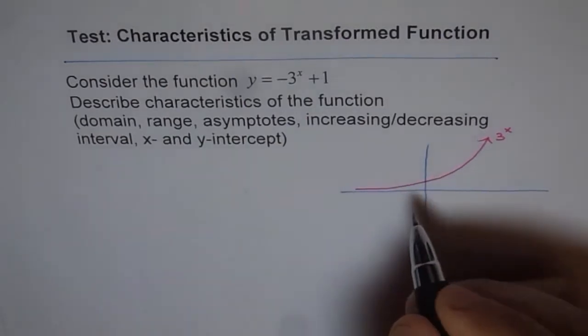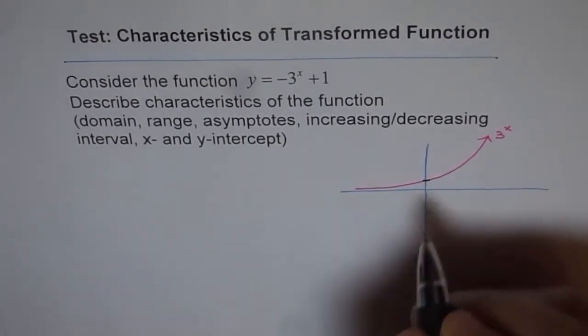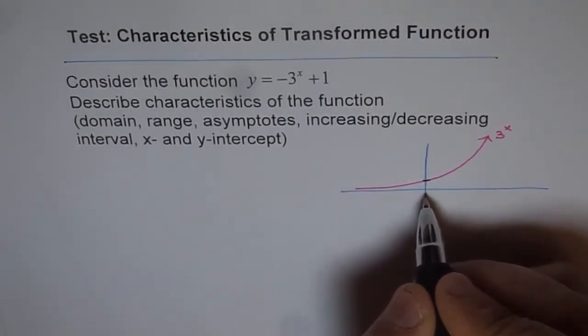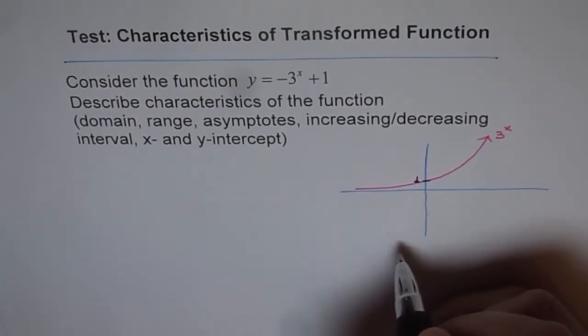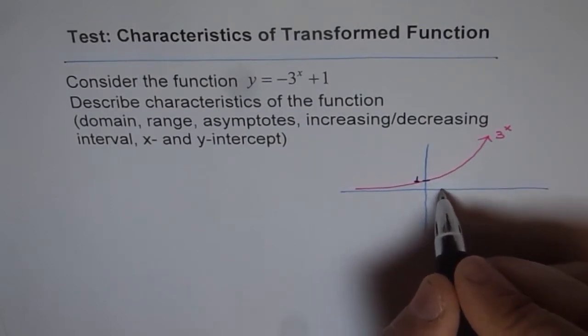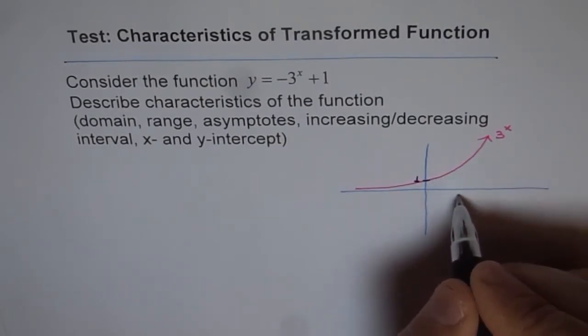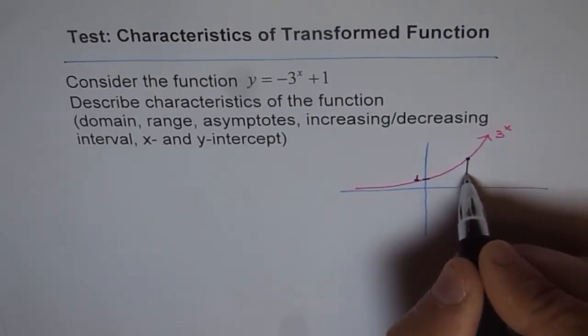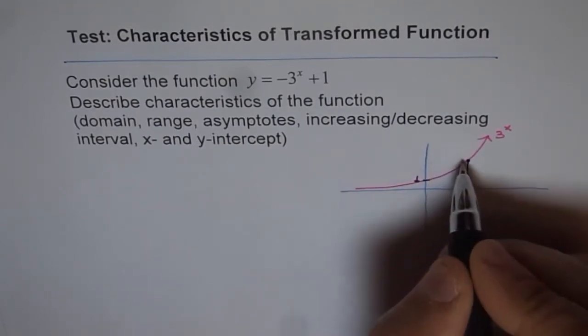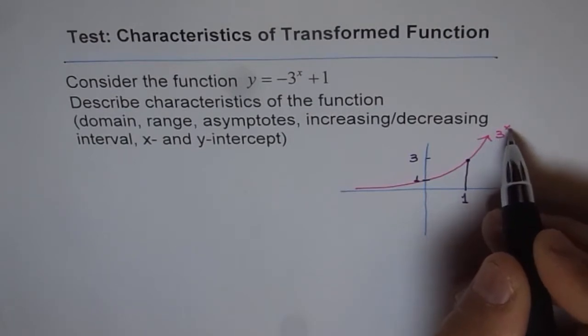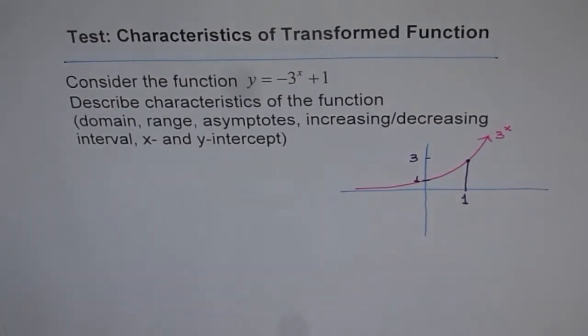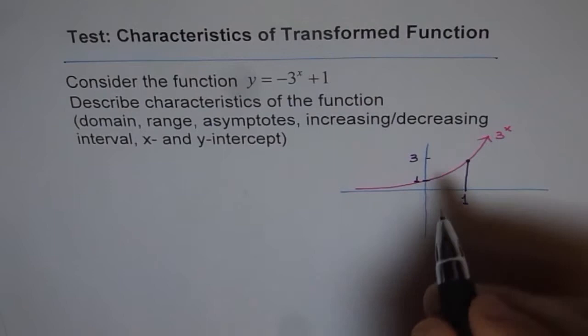The important points here are, when x is 0, then anything to the power of 0 is 1. So this is a very critical point. And the second is, if x is 1, when x is 1, this point is, let us say, 3. Anything to the power of 1 will be the base itself. So these two are critical points.